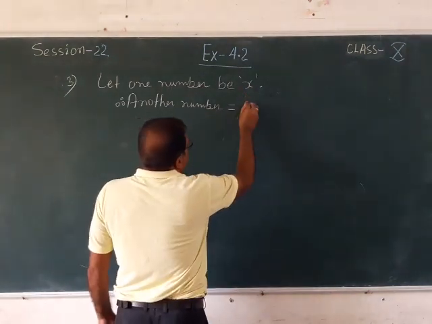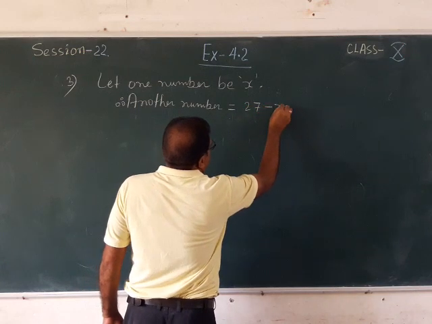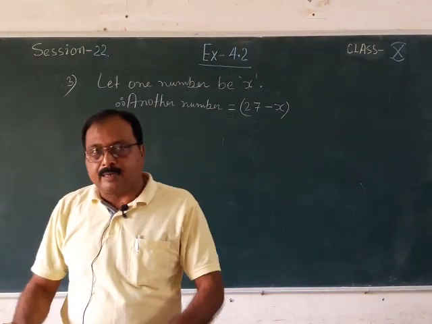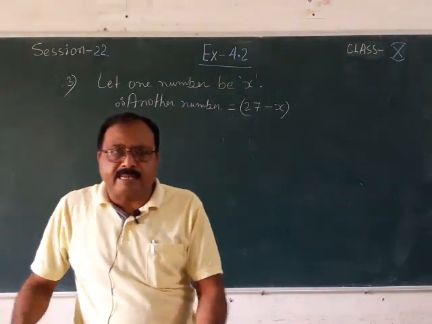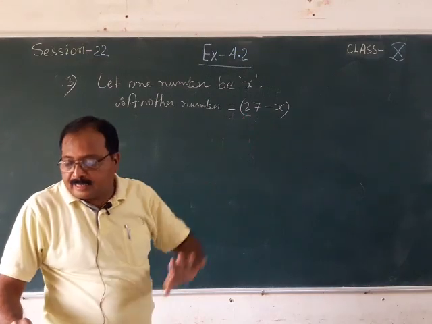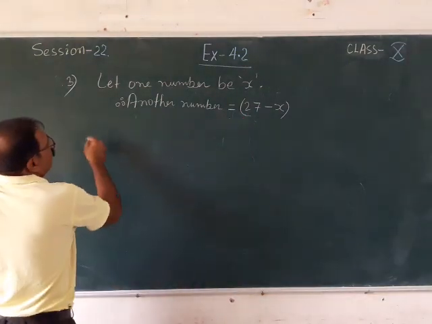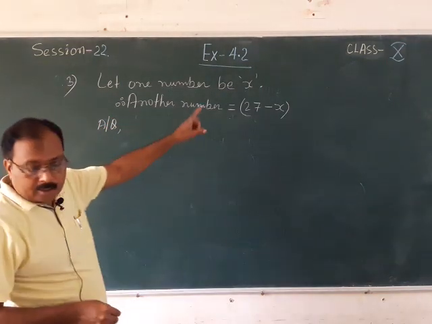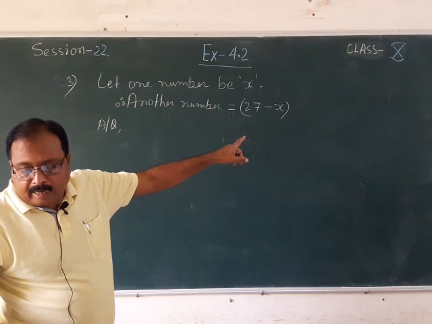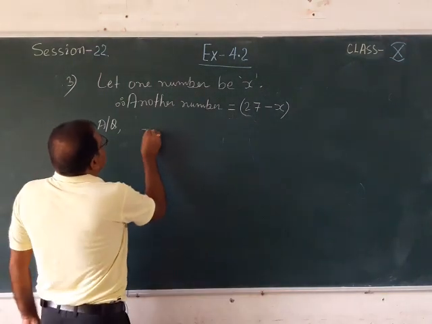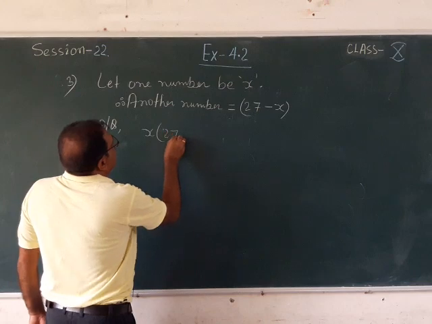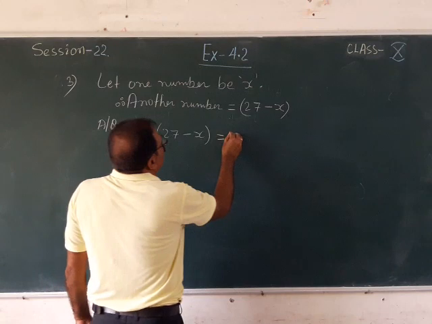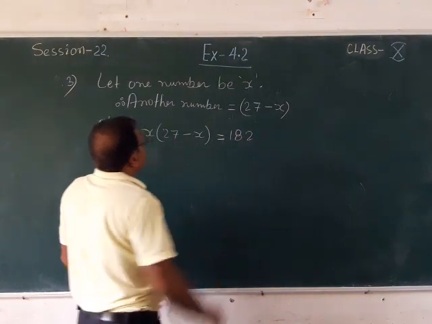That means if one number is x, another number will be 27 minus x. Why is it? Because the sum of two numbers is 27 and out of them if one number is x, another will be 27 minus x. And according to the question, the product of these two is 182, that means x into 27 minus x is equal to 182.